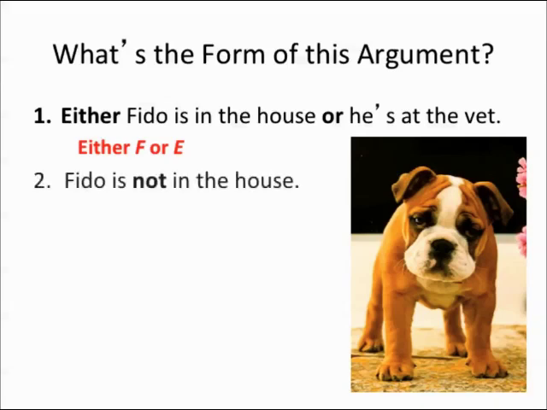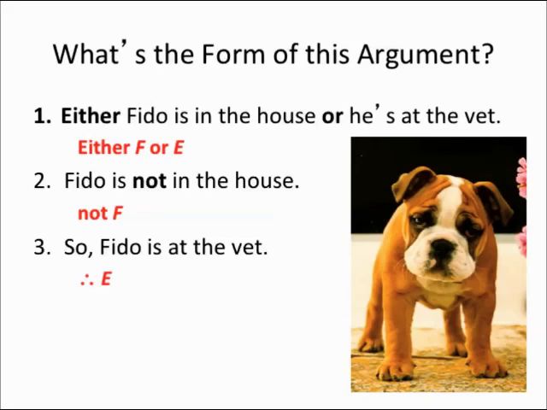Our second premise states that Fido is not in the house, and we can symbolize this as not F. Here's our conclusion: so Fido is at the vet, which we can symbolize as therefore E. We have now symbolized the argument.